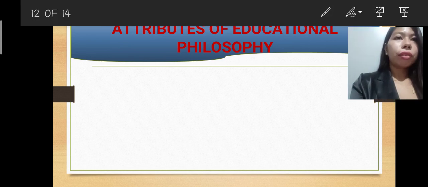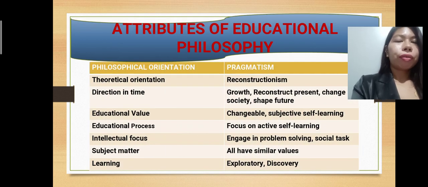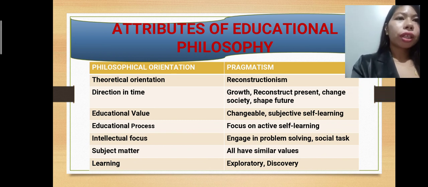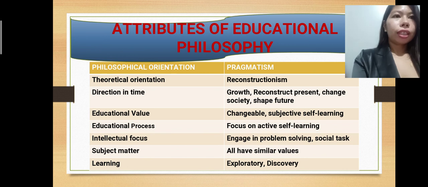And the attributes of educational philosophy. In the philosophical orientation, we have the theoretical orientation, and the pragmatism is the reconstructionism. As you look at the table, the philosophical orientation corresponds to pragmatism. For direction in time, we have growth, reconstruct the present, change society, shape the future. Educational values are changeable, subjective learning, self-learning. The educational process focuses on active self-learning.